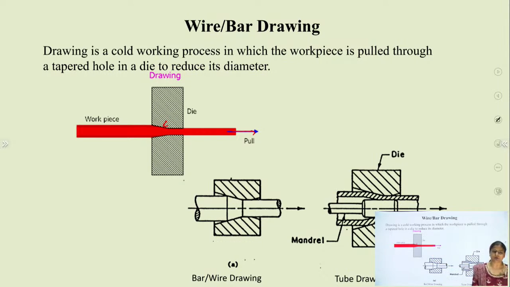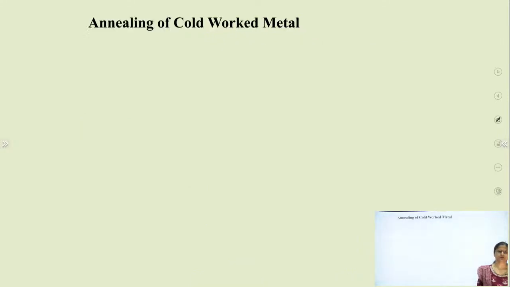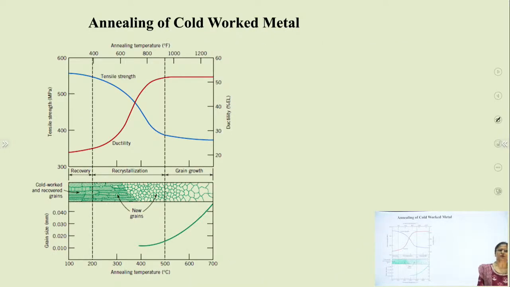Drawing can be used to produce bar or wire, and it is also used to produce tubes using a mandrel. If we want to get back the original property of the material after the cold working, we can do the annealing process.